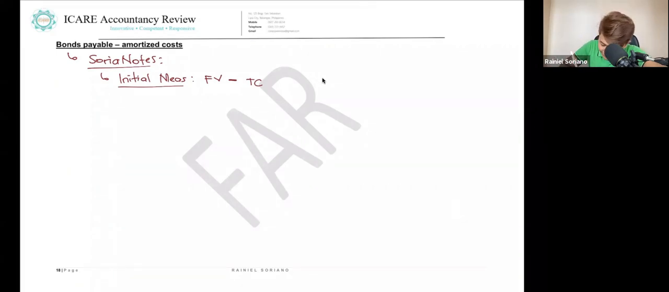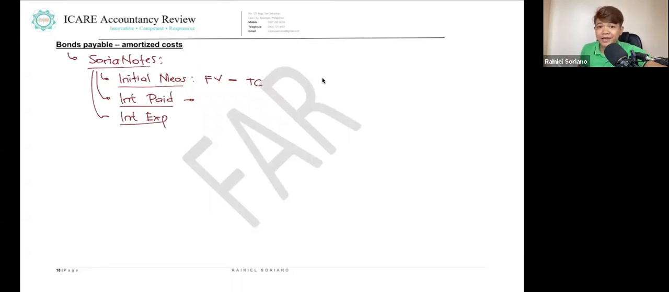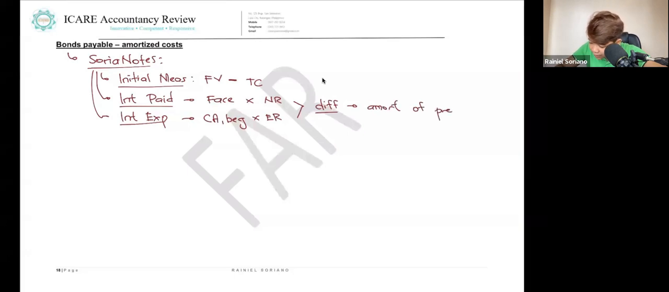Alright, now hear me out. Paano ba i-compute dito yung interest paid? Hindi na received, no? Paid na ngayon. At saka yung interest expense. Right? So kamukha lang nung kanina. Yung interest paid na yan, yan yung counterpart ng interest received. Ibig sabihin, this is just equal to the face amount times the nominal rate. Interest expense on the other hand, yan yung counterpart ng interest income kanina. So carrying amount at the beginning times the effective rate. Okay? Then the difference between the two is yung tinatawag natin na amortization of premium or discount. Okay? So kamukhang-kamukha nung kanina. Kaya kung na-gets mo yung kanina, sobrang dali na lang nito.